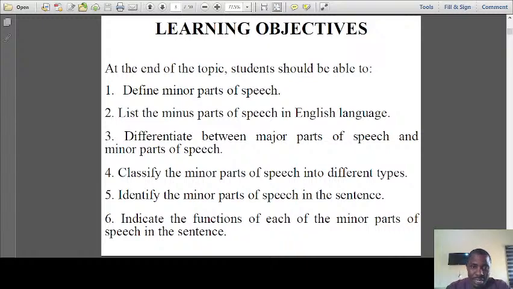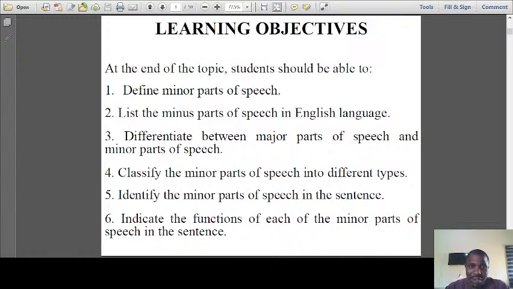Three, differentiate between major parts of speech and minor part of speech. It is very nice, just like what you did in last class. You would also need to differentiate. Even in the sentence, you need to prove, you need to differentiate, prove that this is a minor part of speech and the reason why it is a minor part of speech.